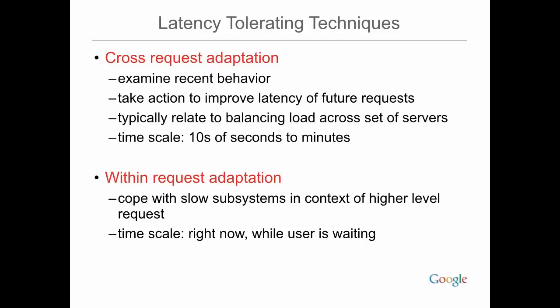Okay. So I'm going to break these latency tolerating techniques into two classes. The first is what I'm going to call cross-request adaptation. In those, you're essentially examining the recent behavior of your system, collecting a bunch of statistics, looking at latencies, looking at how different backends are performing, and then you take some action to improve the latency of future requests, typically relating to load balancing or managing the load across a whole bunch of servers in some way. The time scale for these kinds of actions is generally tens of seconds, maybe minutes. It's not many times per second.